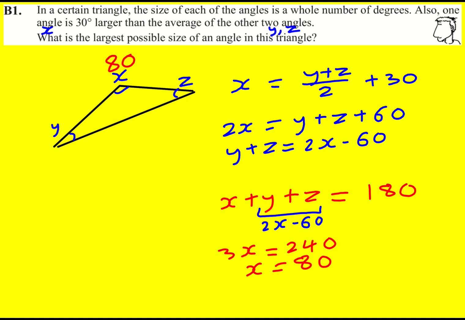Now what we actually have left is 100 degrees to share between y and z. They have to both be a whole number of degrees, and so the largest possible would be to make one of them as small as possible, and that would be 1 degree, that's the smallest it can be. And then the remaining one, let's say z in this case, is going to be 99. So in fact, we can get an angle greater than 80 because the other one is so small that the average ends up being less. So the largest possible size of an angle is going to be 99 degrees.